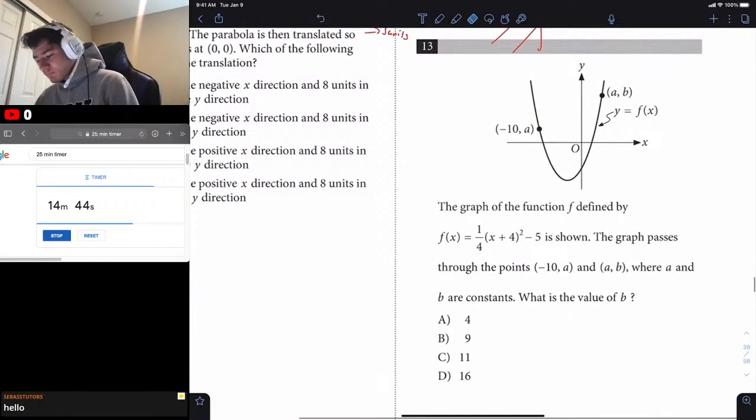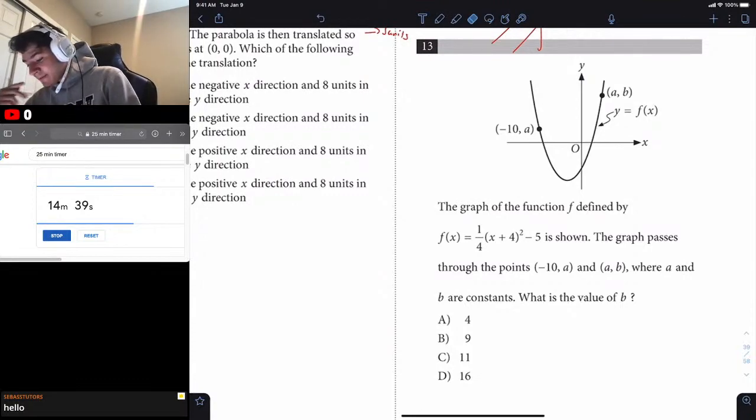Alright. Graph of the function f defined by all that is shown. Graph passes through these 2 points. What is the value of b? Oof. Okay.